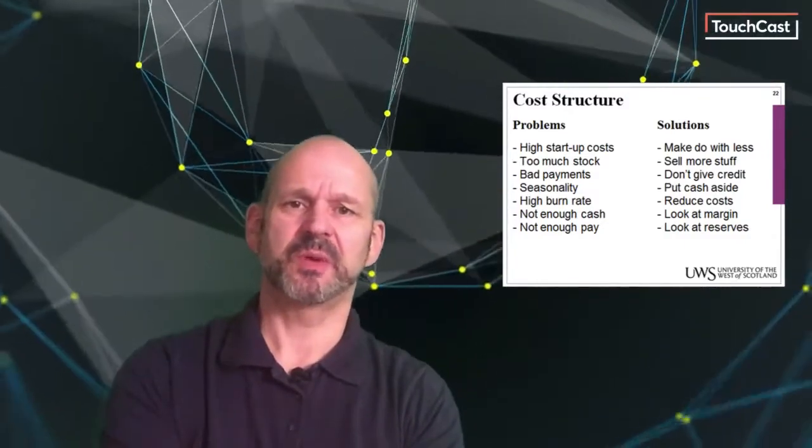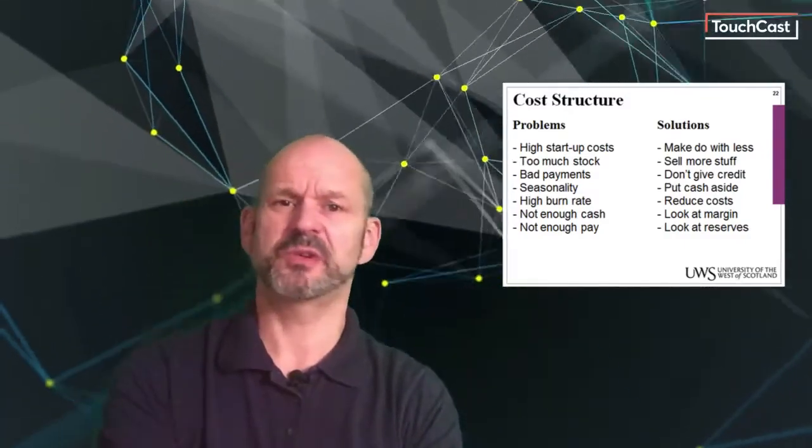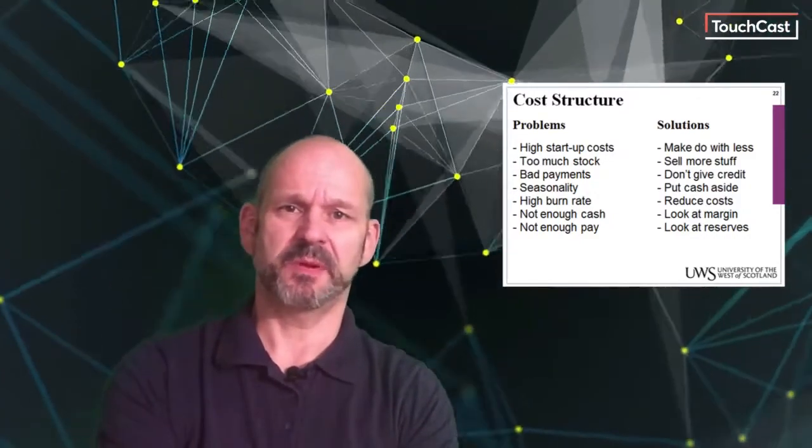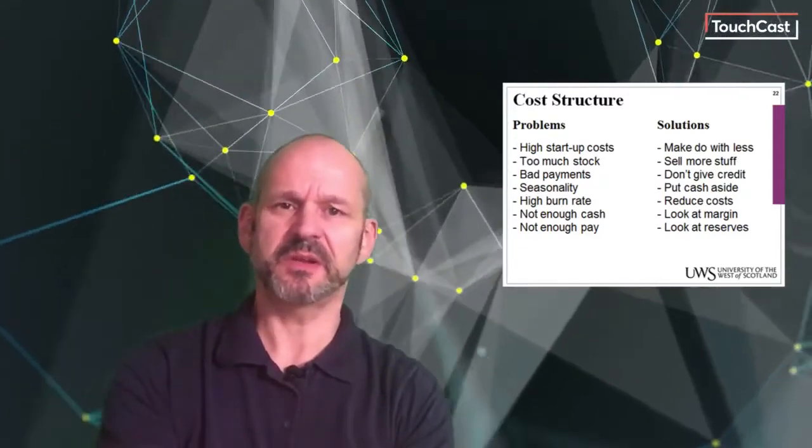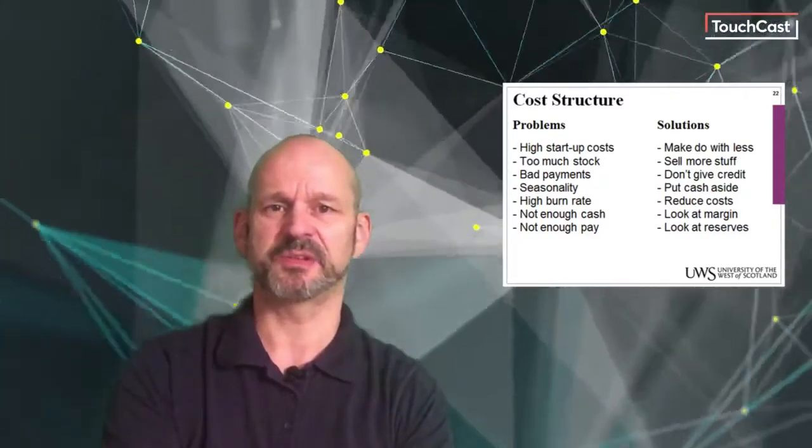The next potential problem is having too much stock, and we can solve this by basically selling more stuff. Now this might sound overly simplistic, but in reality, poor inventory control can result in significant sums of cash being tied up in stock, which is slow to sell, and new businesses often get into financial difficulty due to poor stock management.